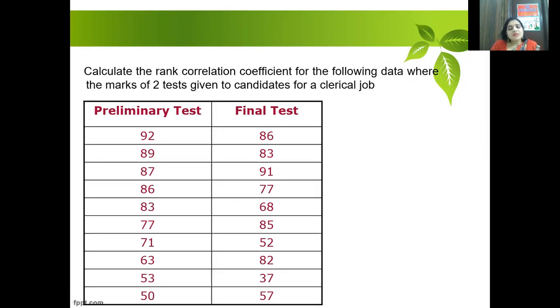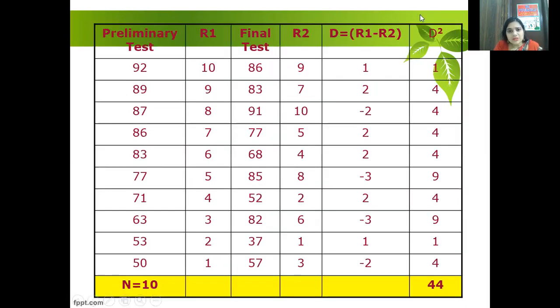Then one more example is there. For example, calculate the rank correlation coefficient for the following data, where the marks of two tests are given to candidates for a clerical job. In the preliminary test they got marks like this, and in the final test they got such marks, right? So these are also like ranking by manager 1 and ranking by manager 2. When you calculate the difference, you'll be ranking these marks from 1 to 10, and again you will be ranking these final test marks as well, and now you will be checking the difference.